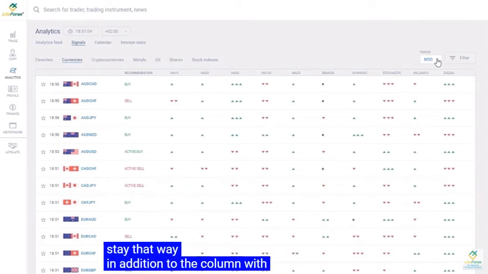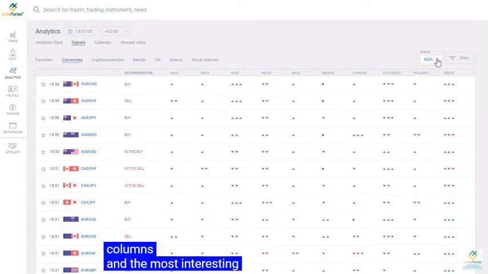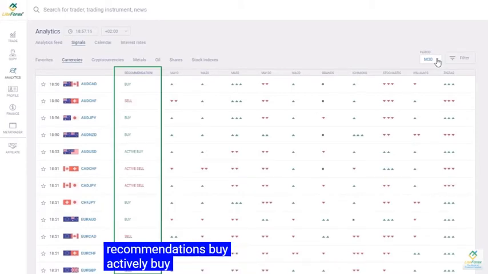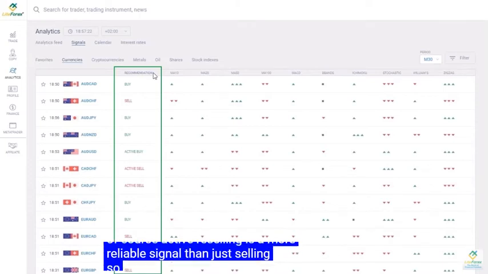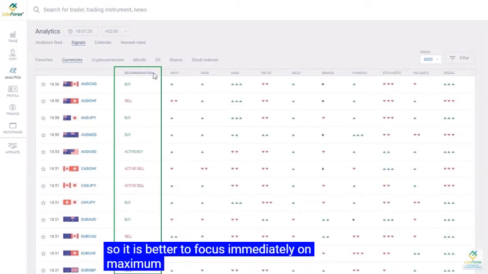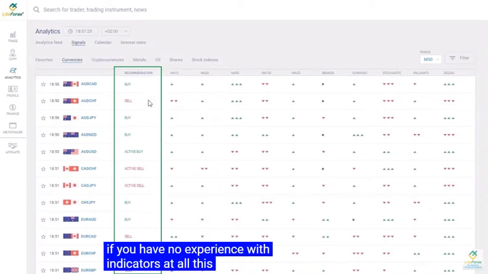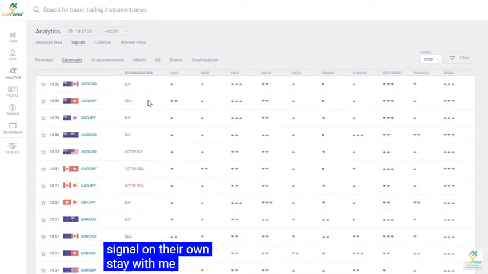In addition to the column with the names of currency pairs, there are a few more columns, and the most interesting is the recommendation column. There can be 4 types of recommendations: buy, actively buy, sell, and actively sell. Of course, actively selling is a more reliable signal than just selling, so it is better to focus immediately on maximum reliability. If you have no experience with indicators at all, this column may be just enough for you. For those who want to determine the reliability of the signal on their own, stay with me.